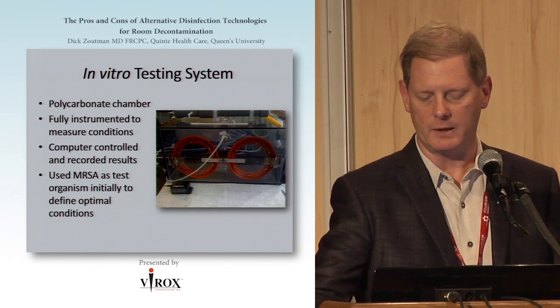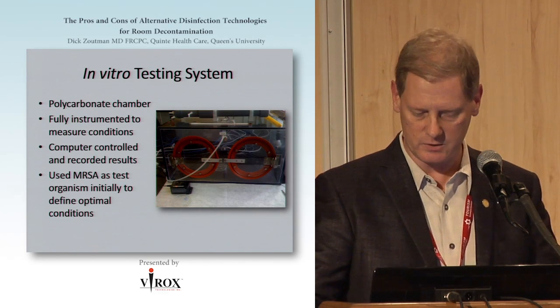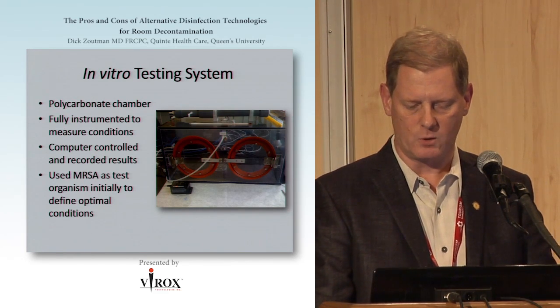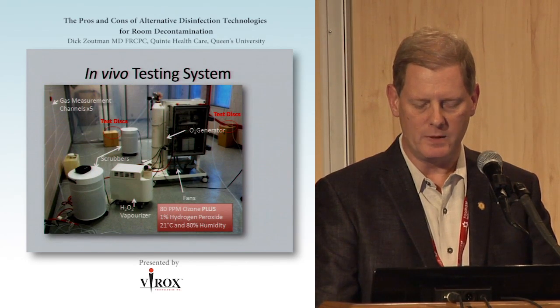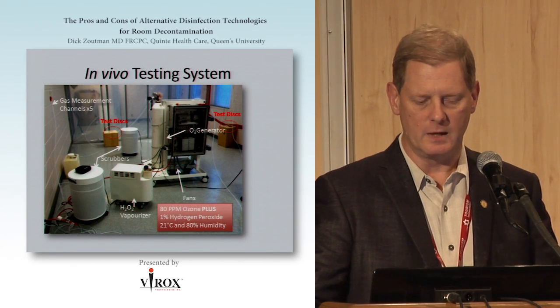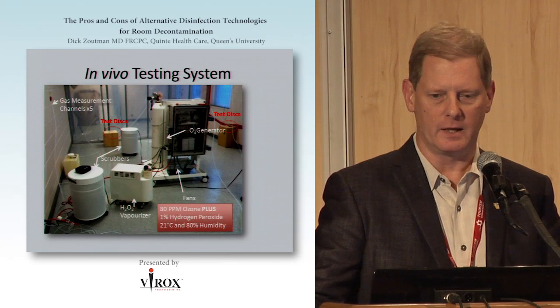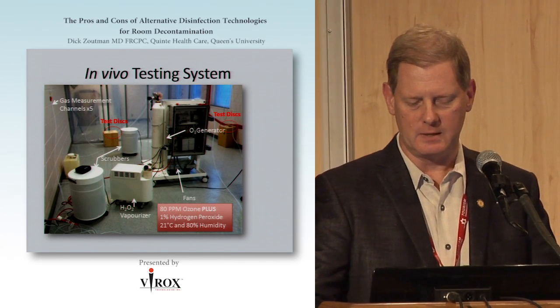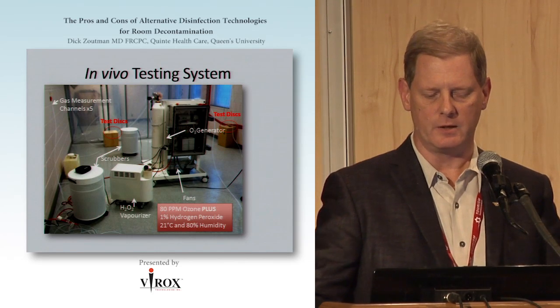We started off with a polycarbonate chamber, fully instrumented to measure all of the conditions, and used MRSA as our test organism on stainless steel discs placed in the chamber. We then upscaled, when we got excellent results, to an in vivo system. This machine we lovingly call in the lab Frankenstein. It uses a corona discharge. We're now using ultraviolet light generators to create ozone.